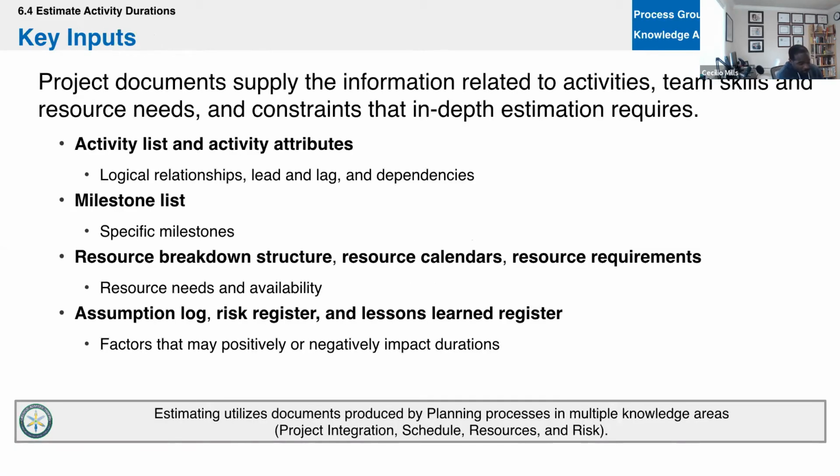Right, the inputs that we'll take to do this: we'll take that activity list and the attributes, because we need to know what types of activities they are and what their dependencies are, and that's also going to be a factor in how long we think it's going to take. We'll figure out which ones were significant points in time. We'll take that resource breakdown structure, resource calendars, and resource requirements. Those are outputs from estimate resources. That process is in the resource knowledge area. We'll see that in about 5 or 6 processes from now. So those outputs are from that process, and they become inputs to this process. And then any logs, assumption log, risk register, lessons learned log, we'll take that as an input as well.